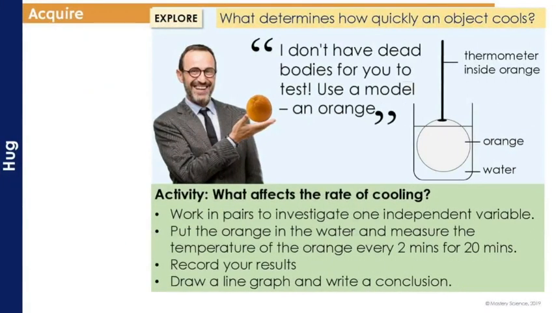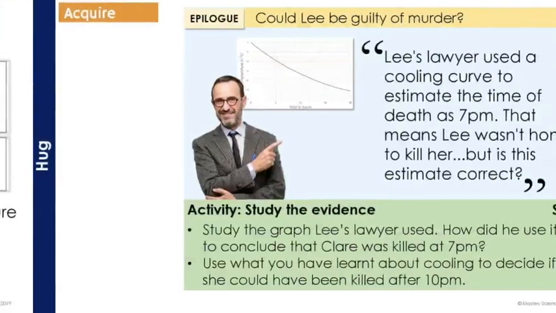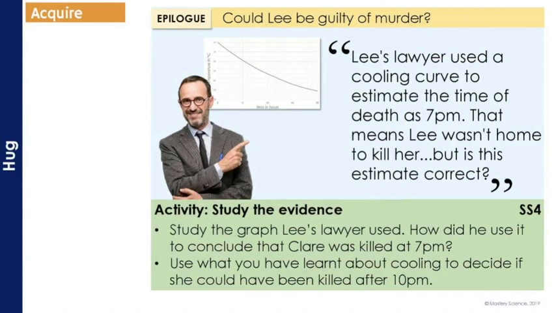So here's the investigation. We give them an orange in some water, and we're going to plot the temperature change of the orange in different temperatures of water. They're going to draw a line graph to show the change in temperature. And we're going to explain all about the concept here and what affects the rate of temperature change. Then in the epilogue, they use all that information to work out the answer to the original problem. So they're going to use a temperature graph to work out when that person was killed.